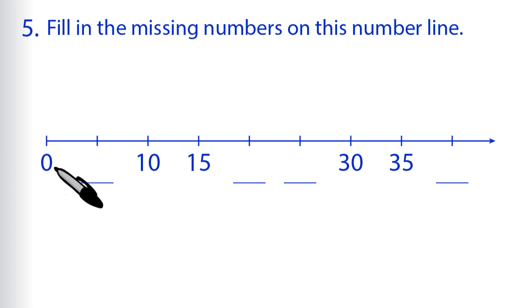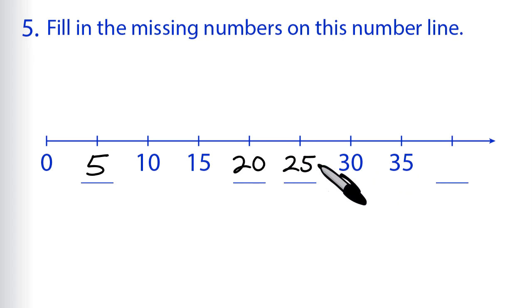These hash marks. So between 0 and 10, well, halfway between 0 and 10 is 5, and also we're counting by 5, so that would be 5. Then 15, the next mark is 5 more than that, so that would be 20. And then 5 more than that, 20 plus 5, 25. And then that goes to 30, which fits, that all flows properly. And then from 35, the next mark over would be 5 more, so that would be 40. So the missing numbers on this number line are 5, 20, 25, and 40.